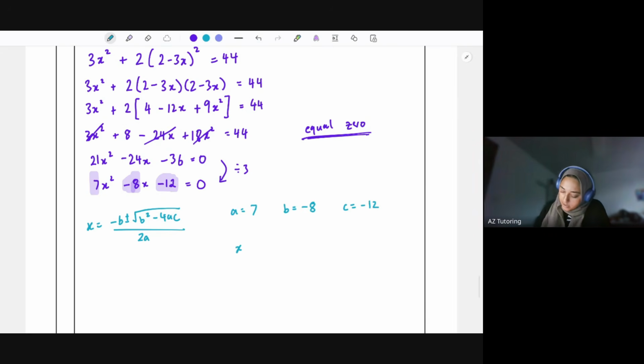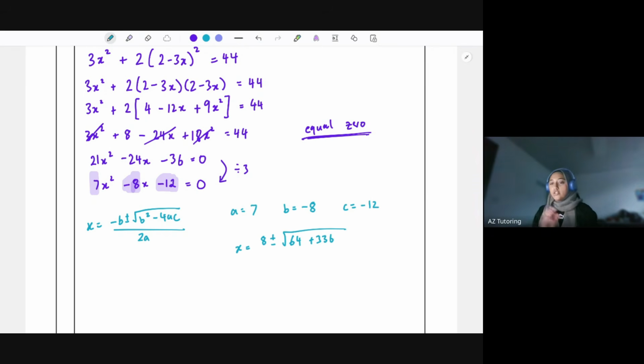Plugging everything in, x equals minus b, so minus 8, which is just 8, plus or minus the square root of b squared, so minus 8 squared, which is 64, and we've got minus 4 times a, which is 7, times c, which is minus 12, which gives us 336.